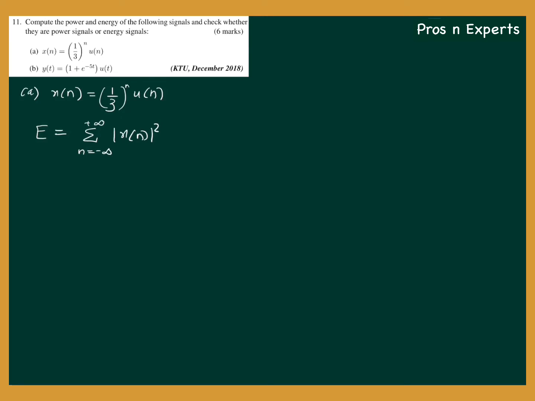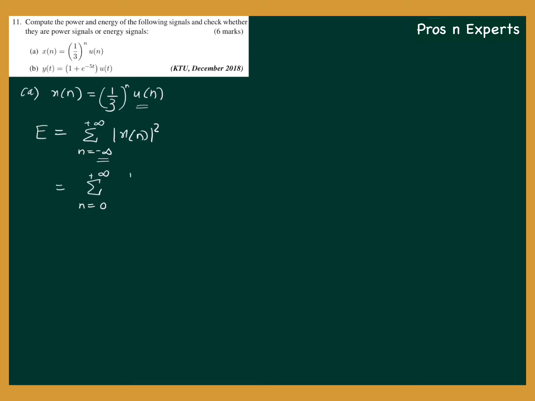A modulus is meaningless here because this is a real signal, and this equation now reduces to sigma over... you don't need to summate it from minus infinity to plus infinity because the signal is getting multiplied by u of n here, and therefore the signal exists only from n equal to 0 to infinity. So summate n equal to 0 to infinity instead of minus infinity to infinity. And what is x of n square?